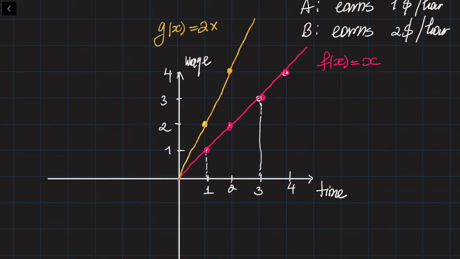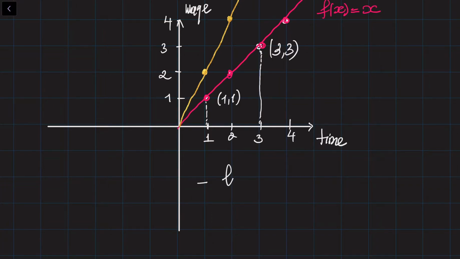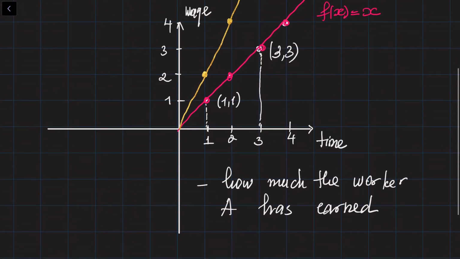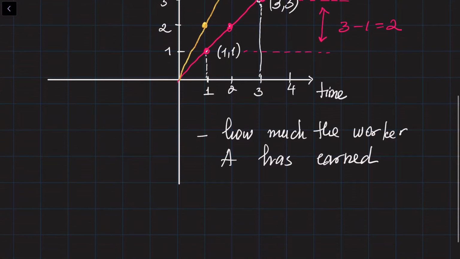Here, I've got the 2 points. This point has the coordinates 1 and 1. This point has the coordinates 3 and 3, right? And if I would like to understand how much the worker A has earned, I need to subtract the y coordinates of these points. The subtraction of the y coordinates of these points is going to tell me the height, so how much this worker has earned. It's going to be 3 minus 1, which is $2 between 1 hour and 3 hours. It's going to be equal to 2.